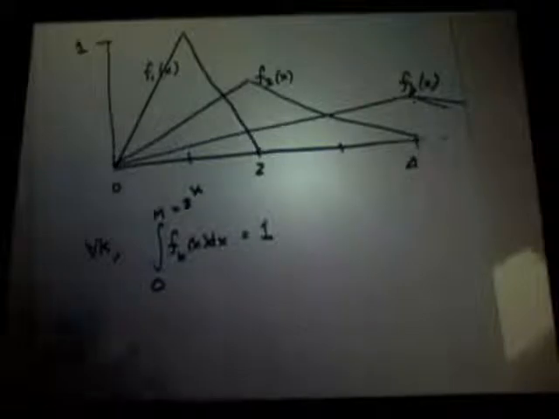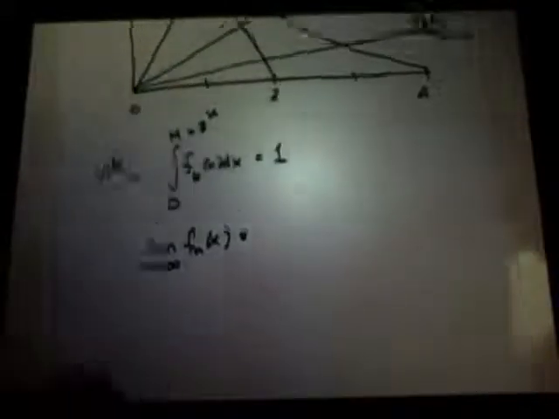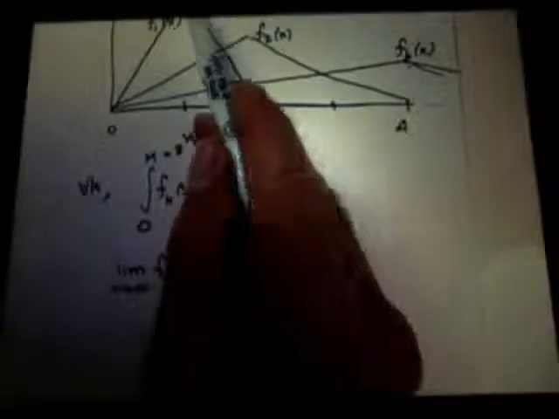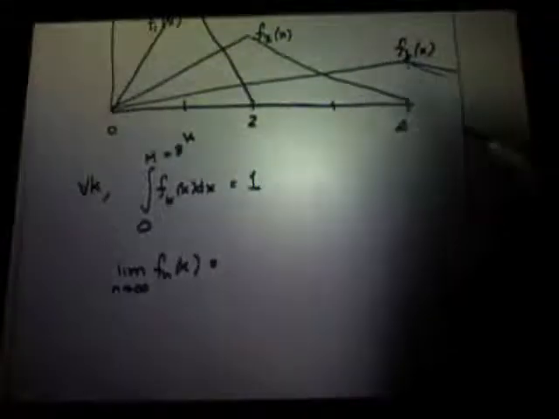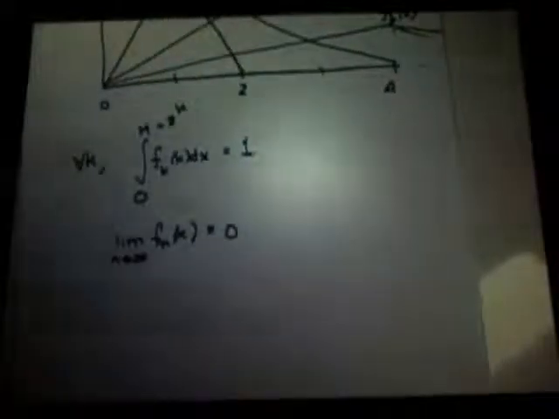What's the pointwise limit, as n goes to infinity, of f_n of x? What are they doing? Yeah, this one's 1, that's a half, that's a fourth. What's happening to you? 0.